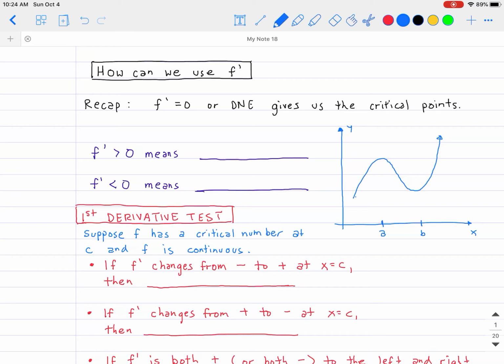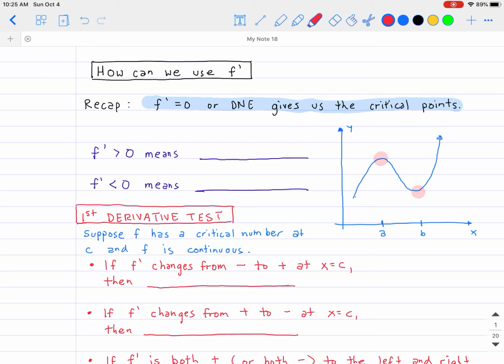So here, I want to know how can we use f prime? Like, what does it mean to solve for the first derivative besides just using it to get the equation at a tangent point? So as a recap, from last time, we said that when f prime is equal to 0 or does not exist, it gives us the critical point. So a critical point is when you reach either a local maximum or a local minimum. For example, in the graph you see on the right hand side, a critical point would be at x equals a, and another critical point is at x equals b.